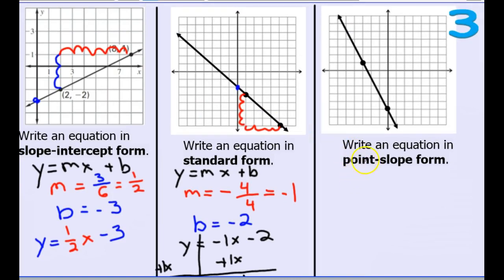Alright, so this problem says write an equation in point-slope form. So what we're looking for is y minus y1 equals m times x minus x1. So what we need is a point and we need a slope.